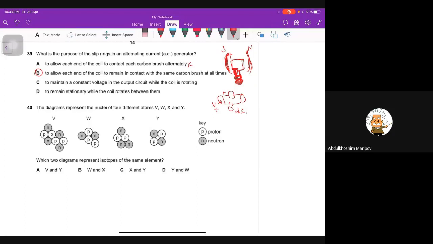So once this is plus, let's say, and this is minus, plus will be connected to this. After it passes from 181 to 360, it will not touch the brushes. They have brushes here. There will be carbon brushes here, so it will always keep contact with the slip rings. Then you will have other parts to alternate, to change it. But the main purpose of the slip rings, guys, is to remain in contact with the same carbon brush all the time.